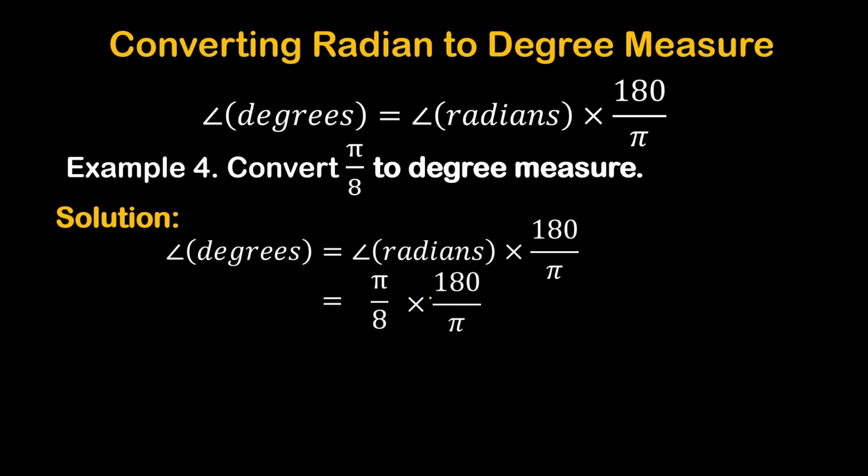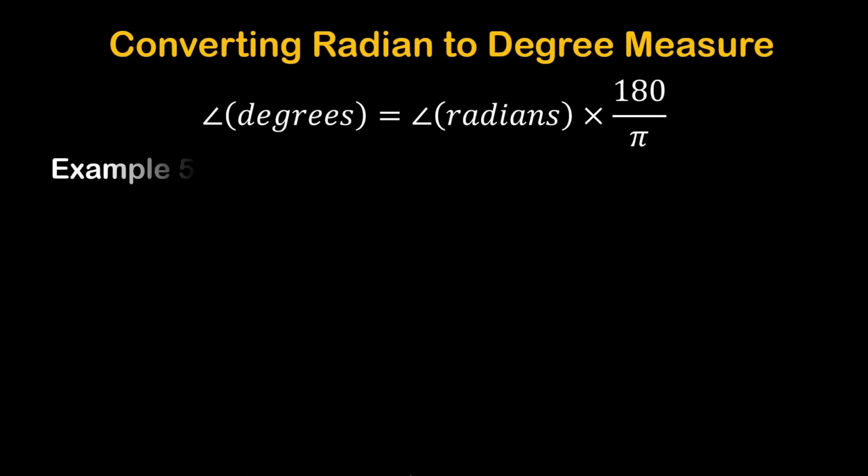So, as you can see dito, if you are going to multiply the 2, so cancelled, okay, ma-cancelled out si pi. So, that means ang matira is 180 over 8. Okay? So, that means if we are going to simplify this one, if we are going to divide 180 over 8, okay, so that gives us 22.5 degrees. So, that means si pi over 8 is equal to 22.5 degree. Okay? So let's proceed to our fifth example.